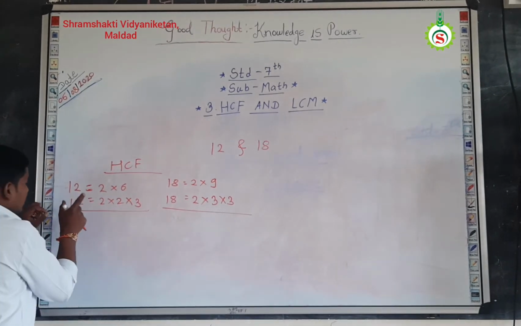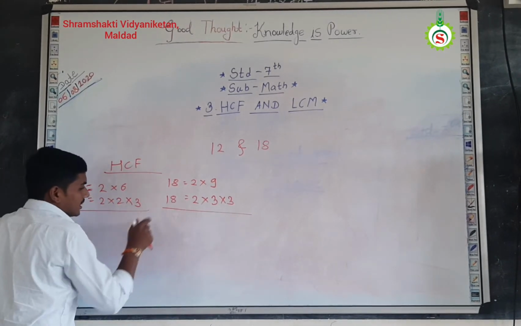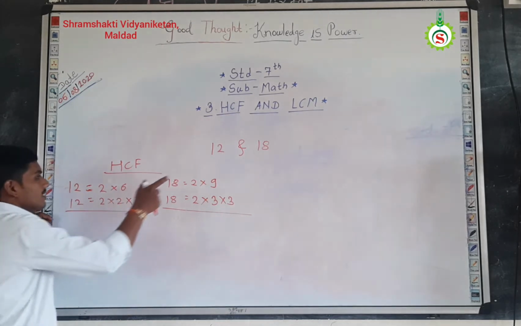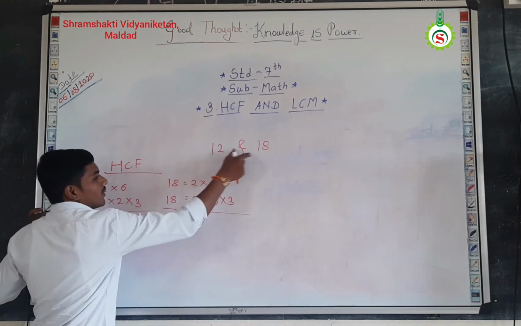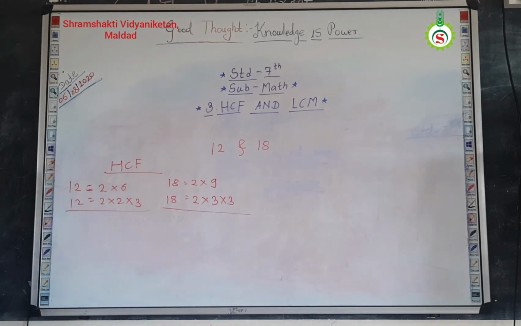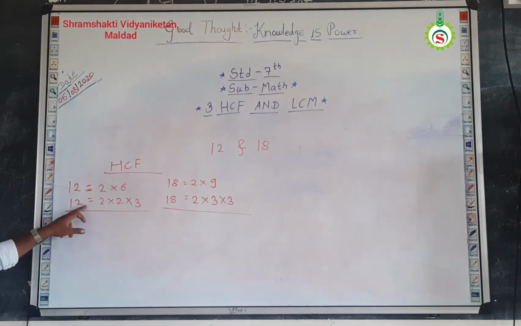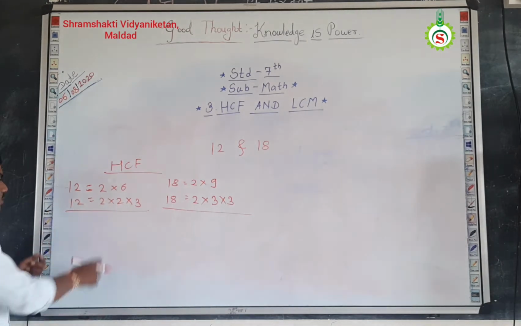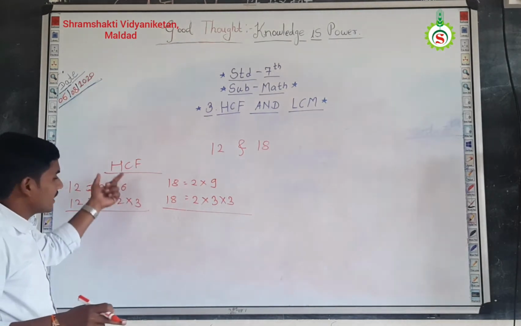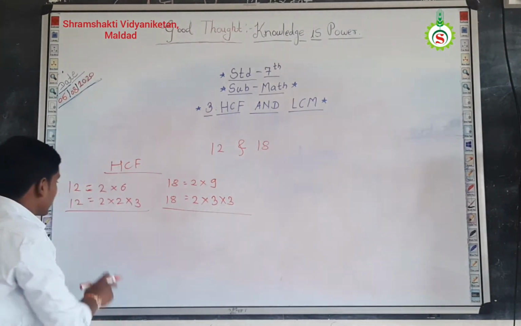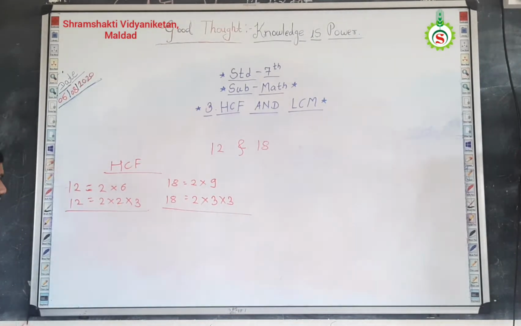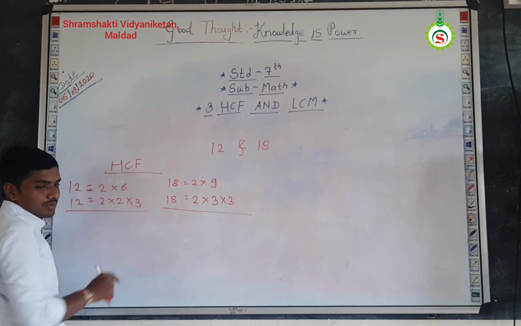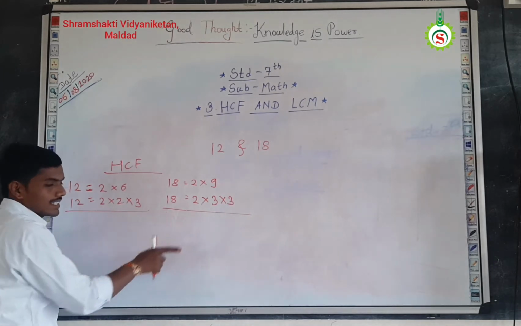Now I have taken the factors of 12 and 18 because I want to find out the HCF for the numbers 12 and 18. I have found out the factors by which method? The horizontal method. I can use the vertical method also to find out the factors. Now I have found out the factors, and now I want to find the HCF. This is the simple factorization process.